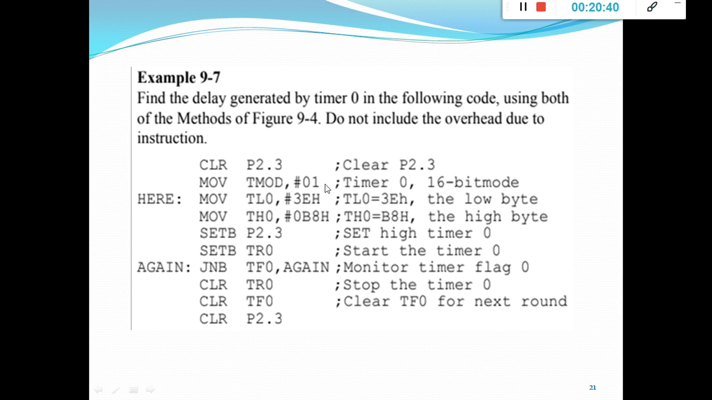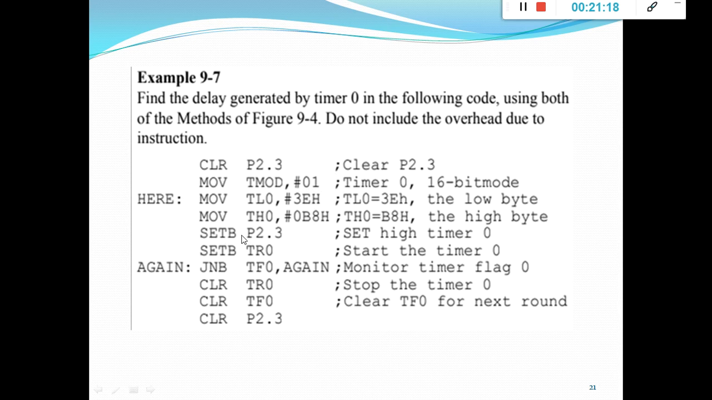Then they are using timer 0 in mode 1, the 16-bit mode. By seeing this instruction you will come to know which timer and which mode they selected. MOV TMOD, #01 means timer 0 and mode 1. Next they initialize the initial count. First they enter TH0 and then TL0, where TL means the lower byte and TH means the higher byte of the initial count. So the entire initial count is B83E, the initial count used to write this program.